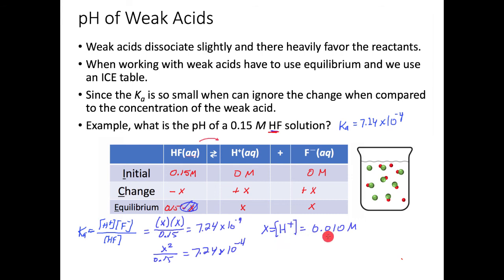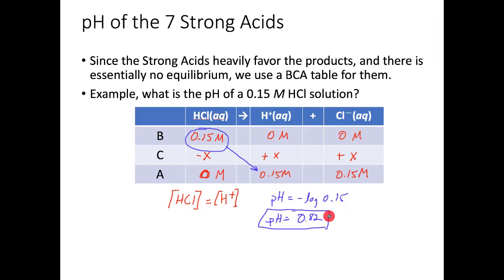So now that I have my hydrogen concentration, I can calculate my pH, which is the negative log of that value. So I take the negative log of 0.010, and I end up with a pH of 1.98. Now take a look at this. The pH here is 1.98. If I go back and compare it to the strong acid, it was 0.82. Now, they're the same concentration.